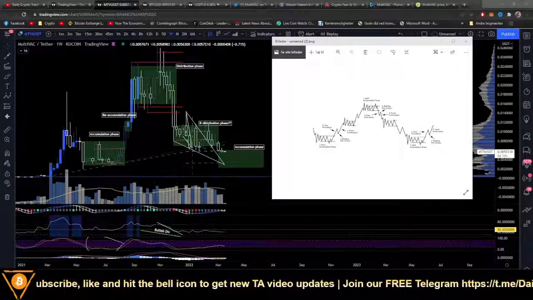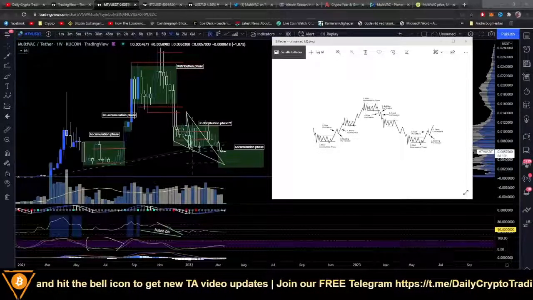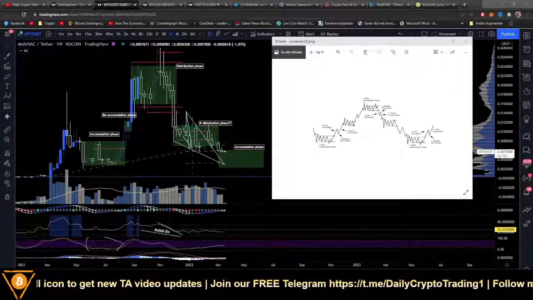Today we're going to do a TA of MultiVAC. Let's jump into it, guys. Today we're going to talk about the long-term price action and price target of MultiVAC. Not the short-term, but the long-term.